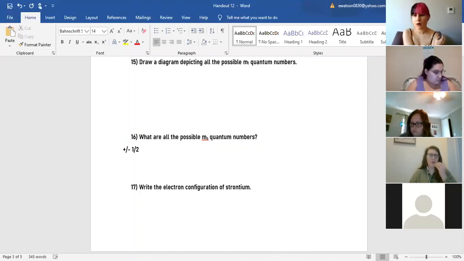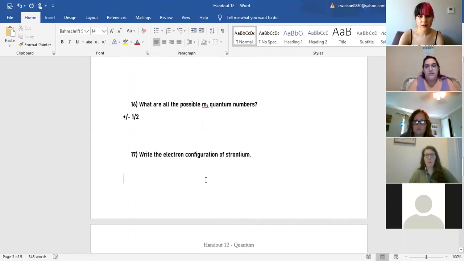And honestly, if you aren't given a diagram, you're just asked what the quantum numbers are, you can choose whichever one you want. It does not matter. Just make sure your arrow is pointing the right way. Yes. Thank you, Emma. Yes, exactly.